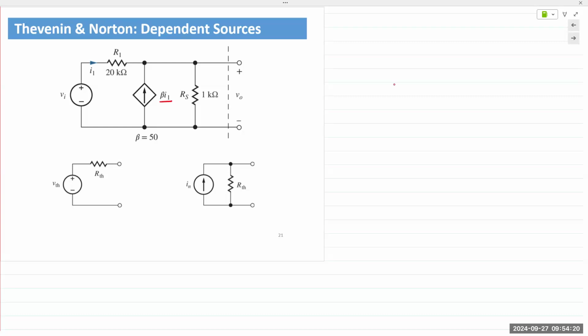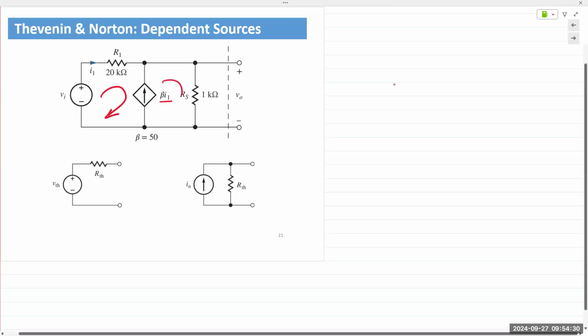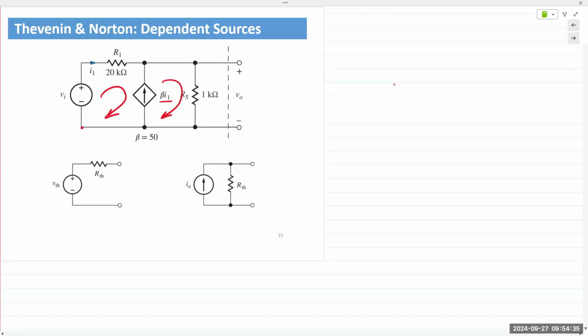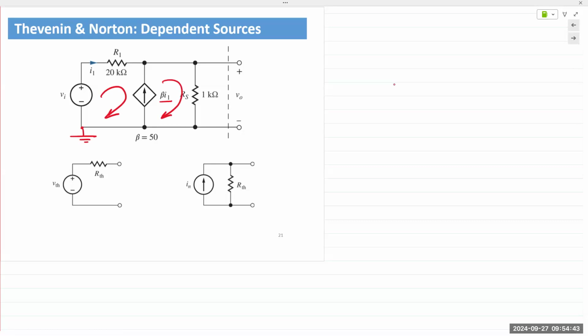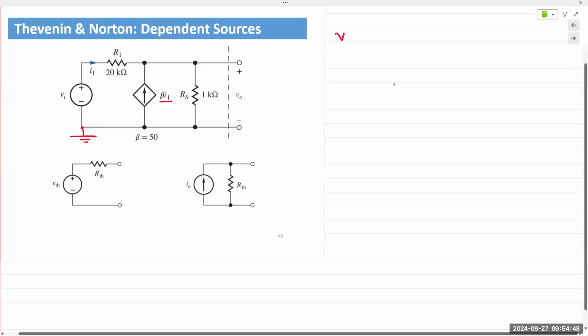Now, if we wish to solve this, I would choose either mesh current analysis or node voltage analysis. Mesh current analysis would require me to assume mesh currents. Node voltage analysis, we assume a reference node, typically the negative end of a voltage source, and then we perform our analysis. We want to find VTH, right? So if you wish to find VTH, in this case, VTH is equal to VO.